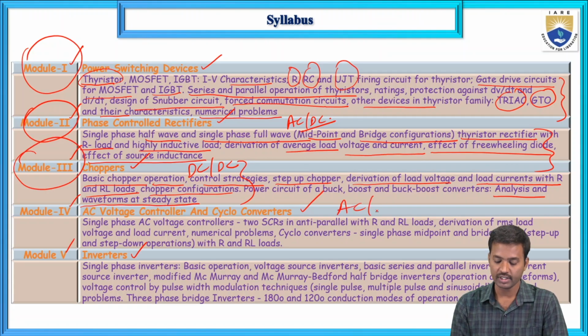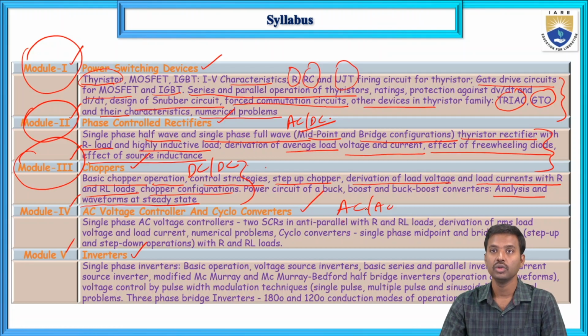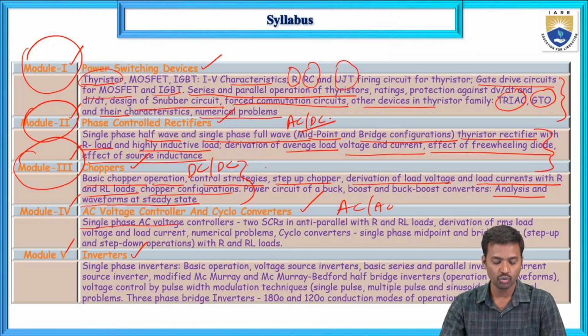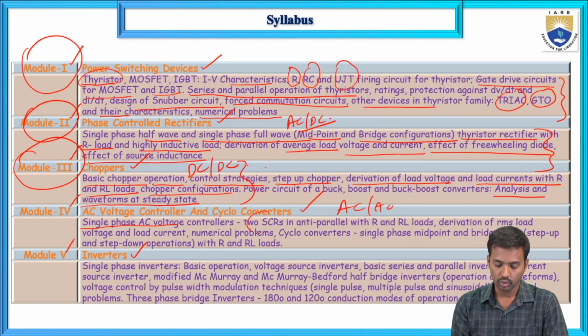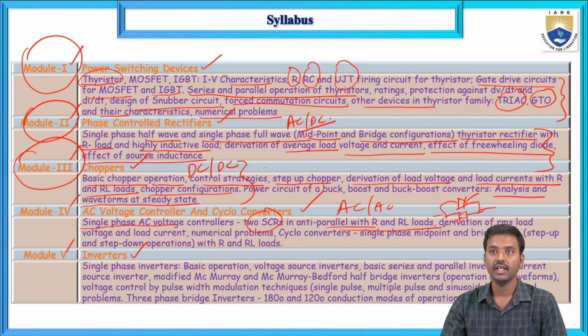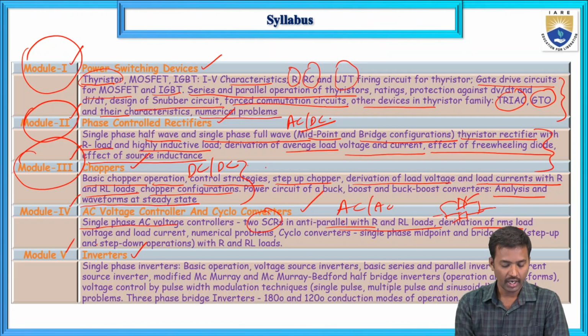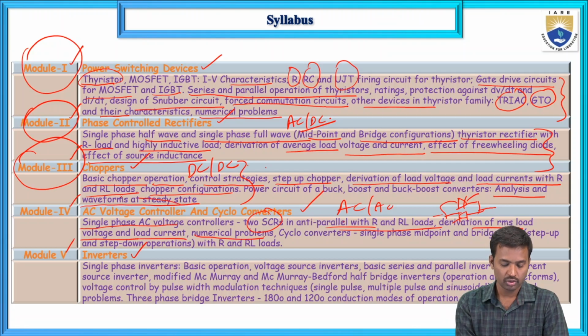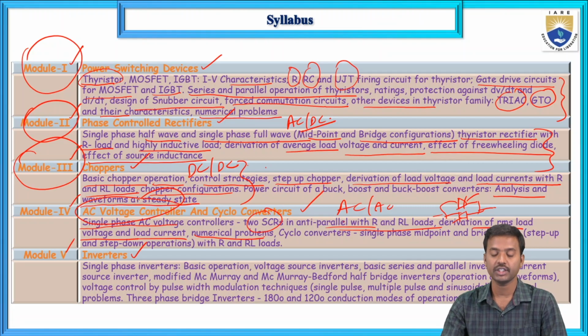And in the fourth module, AC voltage controller. This is AC to AC. So AC to DC, and DC to DC, fixed DC to variable DC, and AC to AC, fixed AC to variable AC. In that, the single phase AC voltage controller, with two SCRs in anti-parallel. This configuration we will use with R load and RL load, and derivation of RMS load voltage and load current. After that, some numerical problems. So up to here, the AC voltage controller.